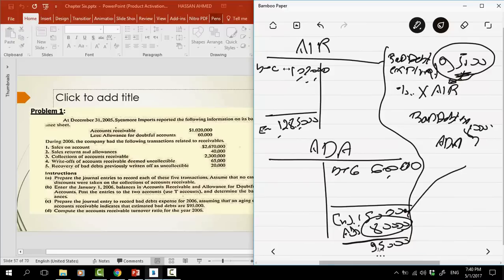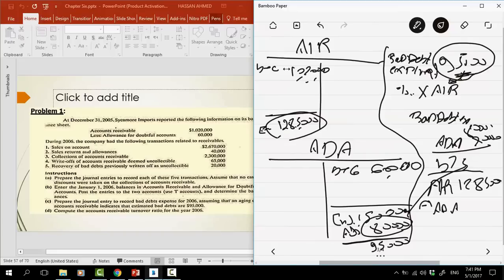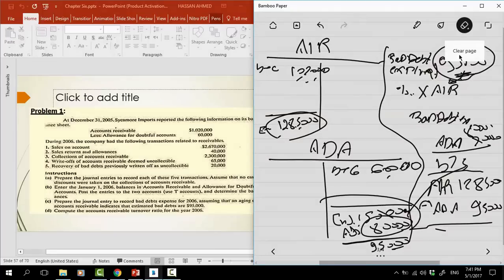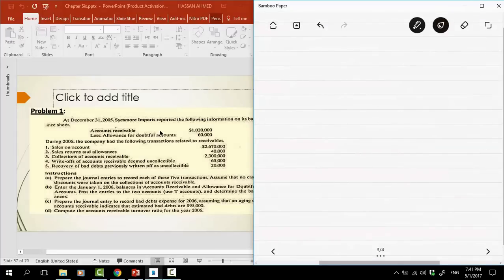80,000, 80,000. At the end, if the requirement were to prepare a balance sheet, then you will write accounts receivable minus ADA. Where is the accounts receivable? 1,285,000. Where is the ADA? $95,000. And that's it. Okay. This is for the accounts receivable. Thank you so much.